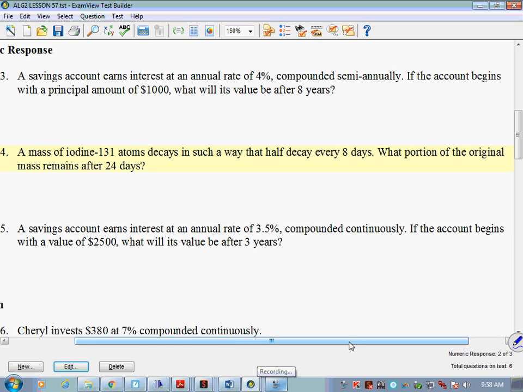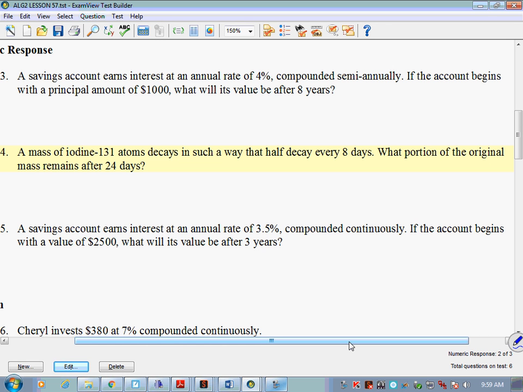Number 3 comes from example 1a. A savings account earns interest at an annual rate of 4% compounded semi-annually. If the account begins with a principal balance of $1,000, what is its value after 8 years? Okay, so I'm going to look at our book at example 1a because I believe they give me an equation to go with here. Use your examples in your book as much as you can. This should be an exponential growth equation. Notice it's compounded semi-annually.